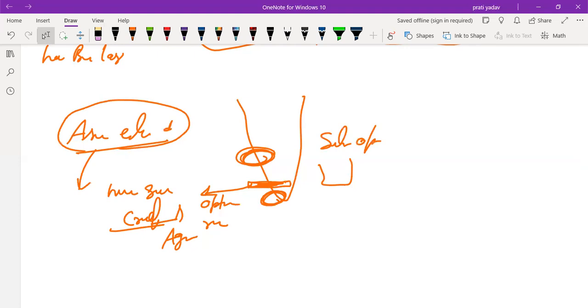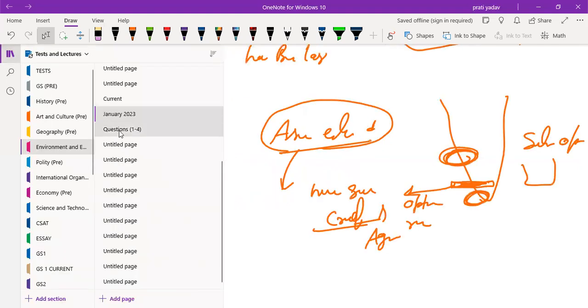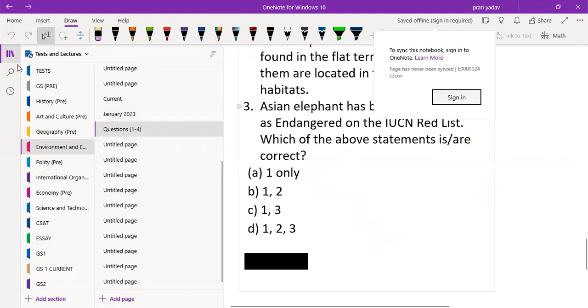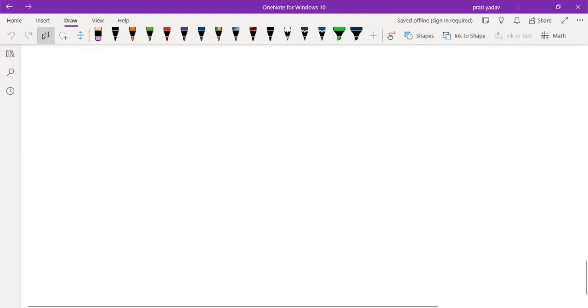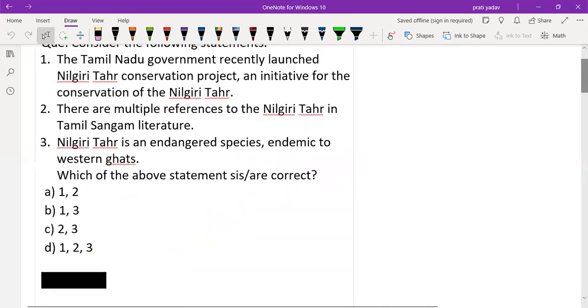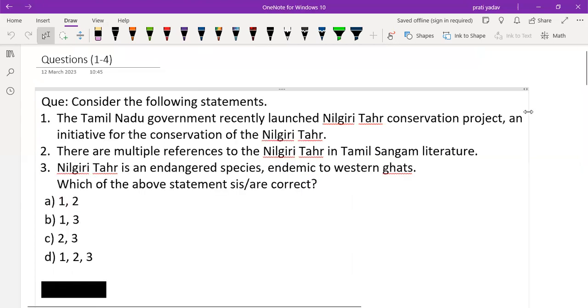Now we are going to solve one question based on it. One question from each and every topic. That means 5 questions. Let's solve the 5 questions. So, the first one is: consider the following statements.